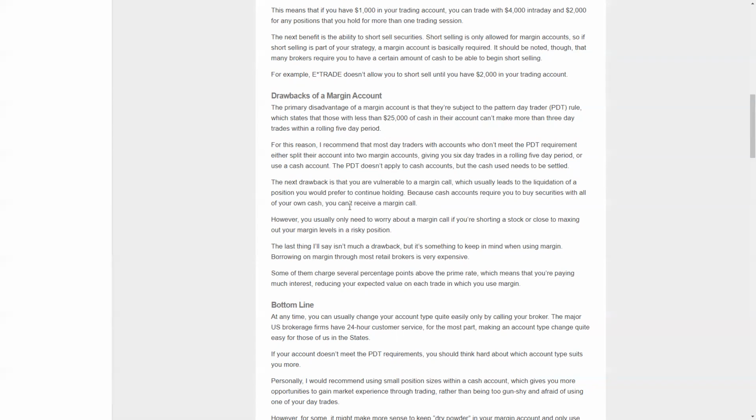Because cash accounts require you to buy securities with all of your own cash, you can't receive a margin call. However, you usually need to worry about a margin call if you're shorting stocks or close to maxing out your margin levels in a risky position with that margin account.